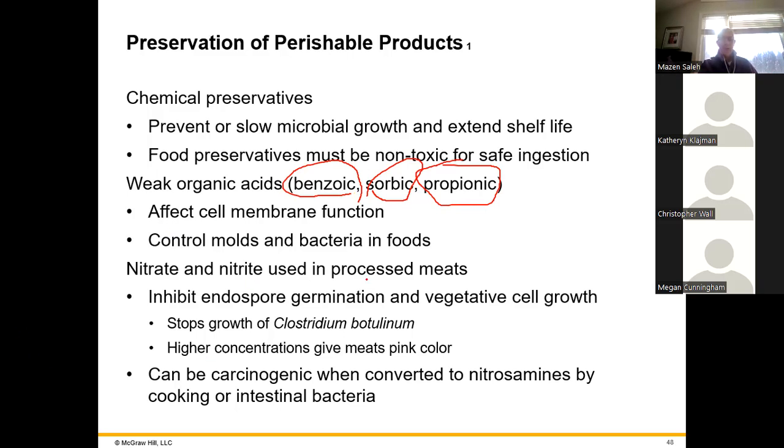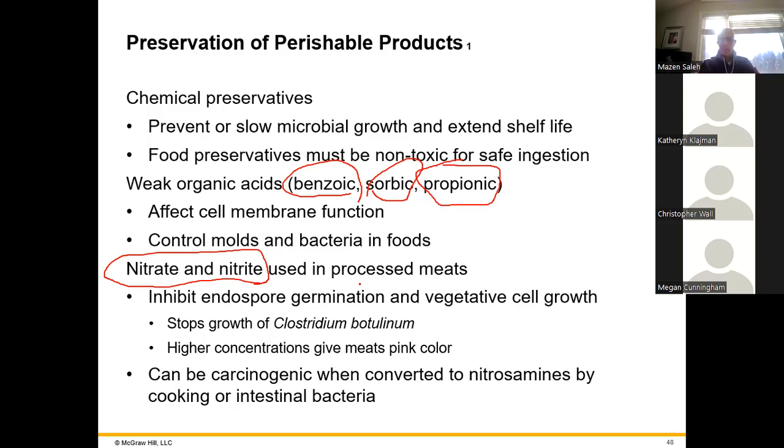Nitrate and nitrite are used quite extensively in processed food. And they're quite effective as preservatives. And you'll find these in wine, preserving wine. You'll find them used on dried meat, right? Like pepperonis and those other dried meats that you can buy in the store. They do inhibit endospore germination and vegetative cell growth, the nitrate and the nitrite.